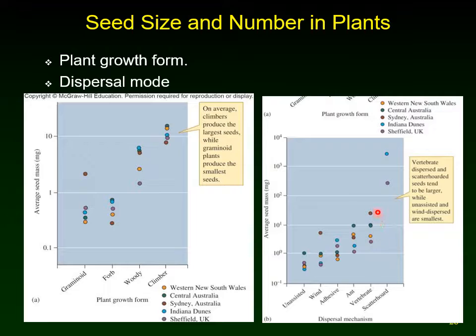And so the type of plant here, whether it's a grass or woody plant or climber, and the dispersal modes, whether it's dispersed by wind or by insects or by vertebrates, these things all correspond to the seed size and seed number that a plant will produce.